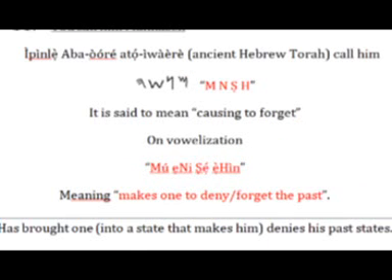Now thank you. We have Manasseh. That is what you call it in the English Bible right now, but the Torah writes it this way. You can see the Hebrew writing MNCH, and it means causing to forget. On vowelization, this is it: Muni she eyin, or muni se eyin.